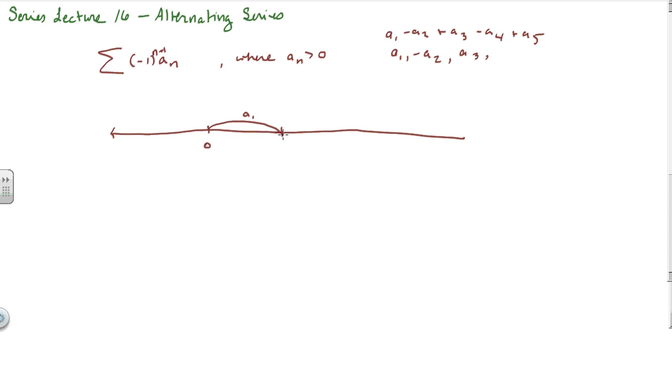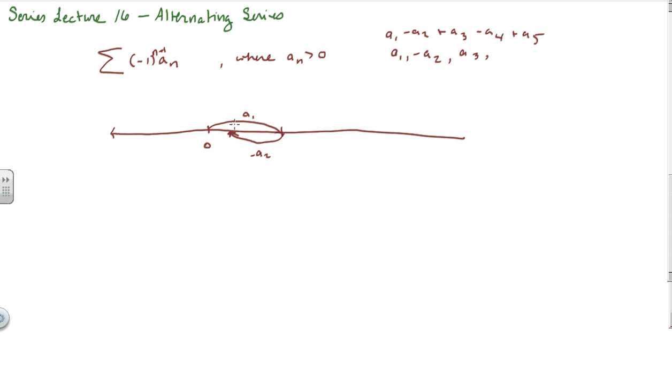Now, what's happening after that? Well, a2 is going to be negative, but we've already seen that in order for this series to have any hope of converging, the terms have to be going to 0, right? So that means that eventually the terms are going to be decreasing. The size of them is going to be decreasing. So negative a2 is going to head us back this way, and it's not going to head us back as far as where I started because the terms are decreasing, decreasing to 0.